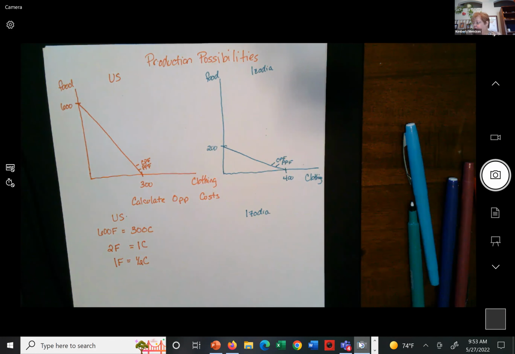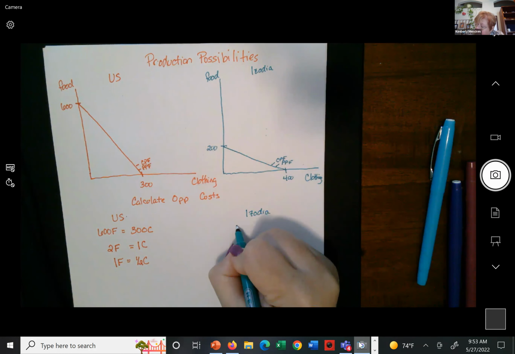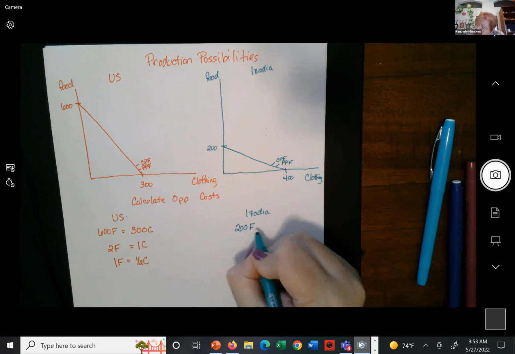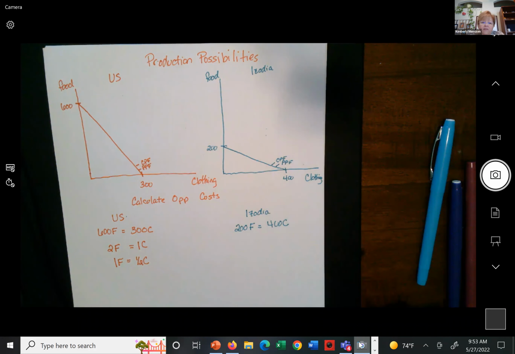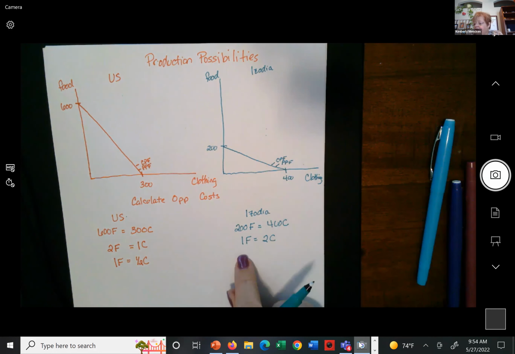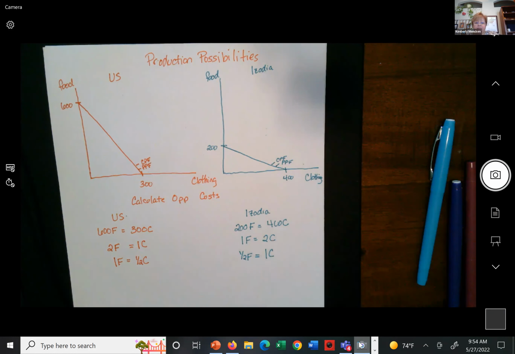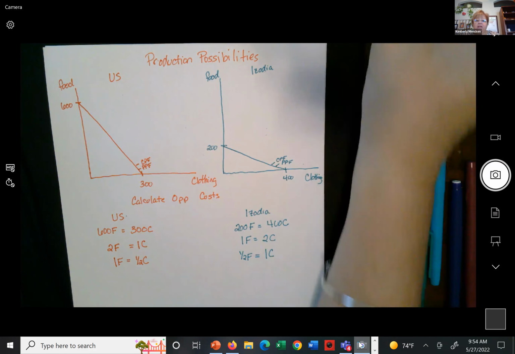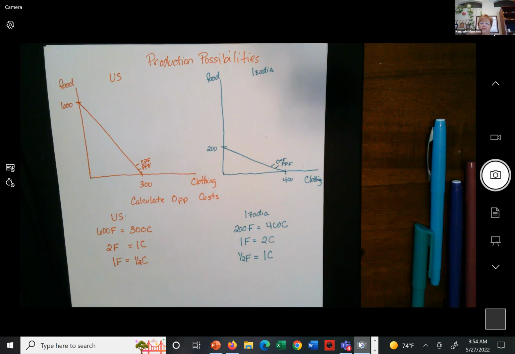Okay. And over here in Izadia, do the same thing. We're going to set our two endpoints equal to one another. So 200 food is equal to 400 clothing in Izadia. Divide both sides by 200 so that we get one food is equal to two clothes. Every time Izadia gives up a food, they get two clothing. Every time they give up a clothing, they get half of food. That's just like we did last time. So we're combining our PPFs and our opportunity costs together now.